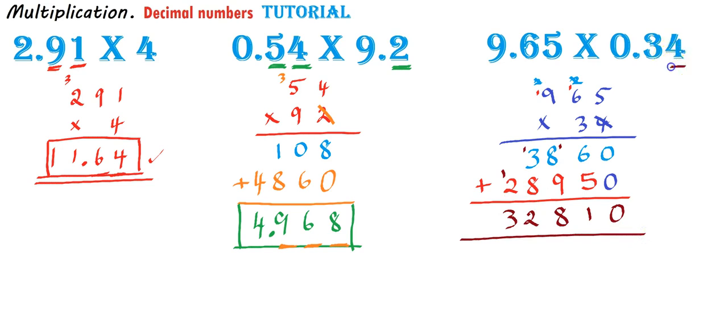Just count up the decimal places. 1, 2, 3, 4. So there have to be 4 in my answer. So 1, 2, 3, 4. And that's where the decimal point goes. And that's the final answer.